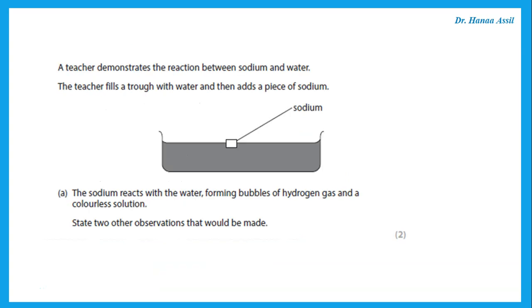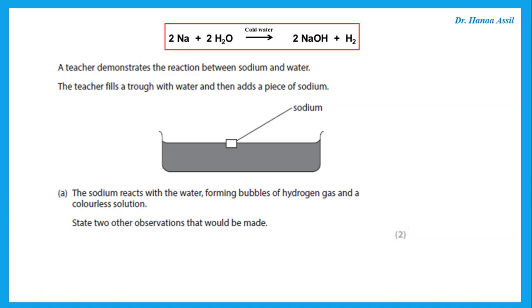A teacher demonstrates the reaction between sodium and water. The teacher fills a trough with water. Remember that wide beaker we call a trough. And then adds a piece of sodium. The sodium reacts with water, forming bubbles of hydrogen gas. We said sodium with water will give sodium hydroxide plus hydrogen. So you'll see bubbles of gas and a colorless solution. State 2 other observations.